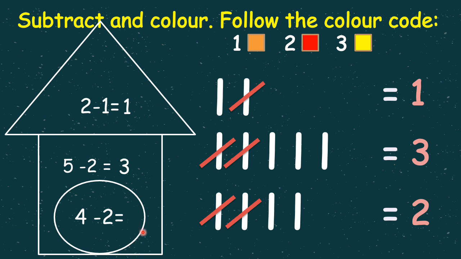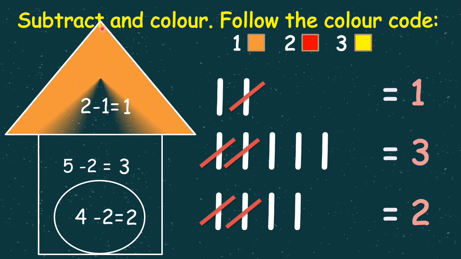Okay. Now what we have to do is very interesting. So here you have the answer as 1. And what is the color which corresponds to number 1? It is orange. So now we color this triangle in orange. What we'll do, we'll color this triangle in orange.